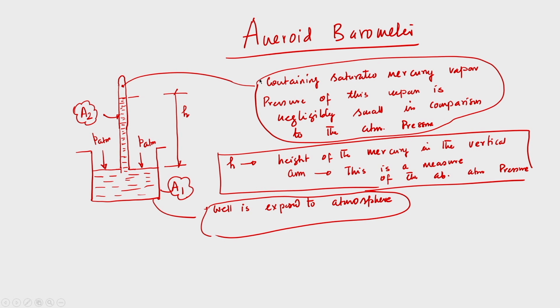This is a well-type manometer which is having a sealed vertical arm. The top portion of the vertical arm is filled with saturated mercury vapor and the pressure of that portion is negligibly small as compared to the atmospheric pressure, and the well is exposed to atmospheric pressure, which is clearly seen from the schematic. The height h is measured and this h is a measure of the absolute atmospheric pressure, and one scale should be calibrated along the vertical arm through which we can measure the distance traversed by the mercury.